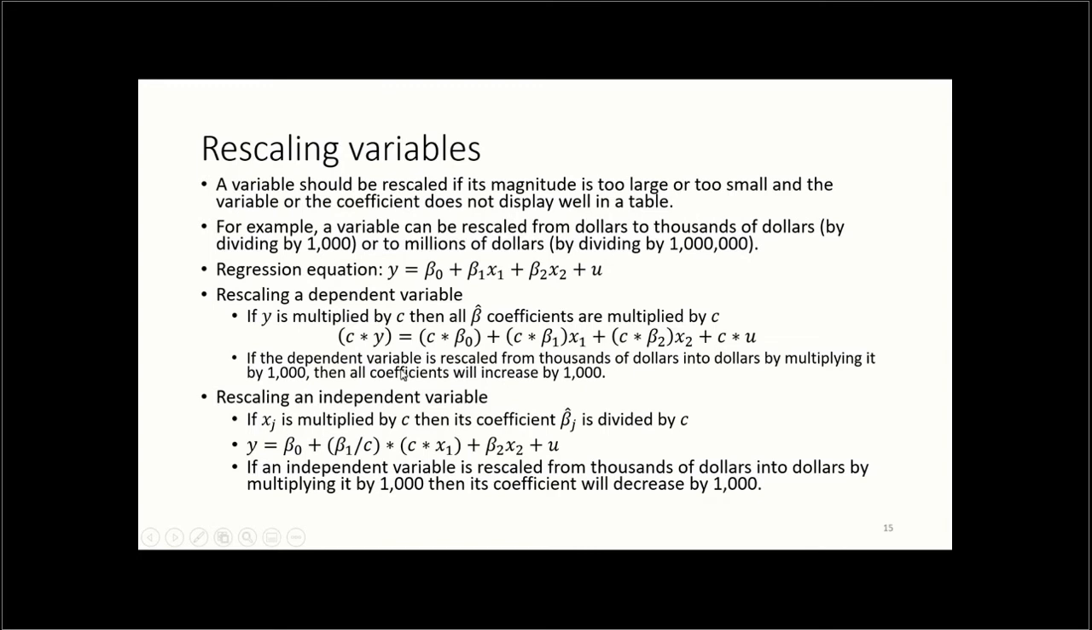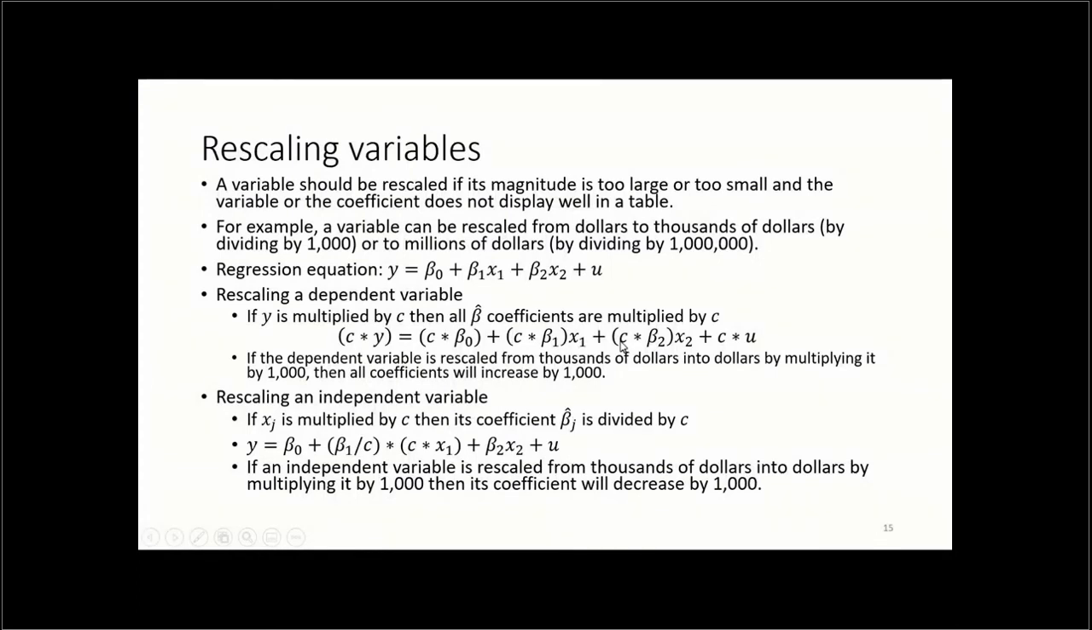So if the dependent variable is rescaled from thousands of dollars into dollars by multiplying it by 1,000, then all of the coefficients will be multiplied by 1,000. Right here, the three coefficients will be multiplied by 1,000.